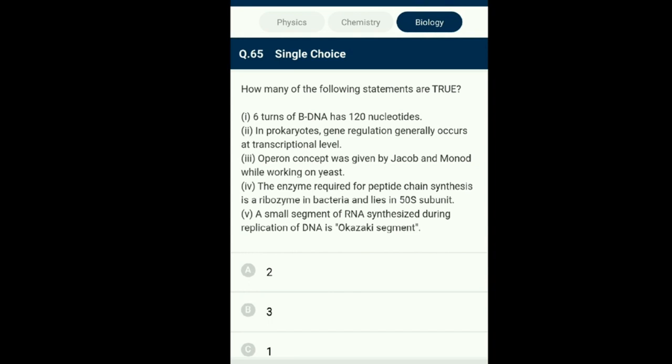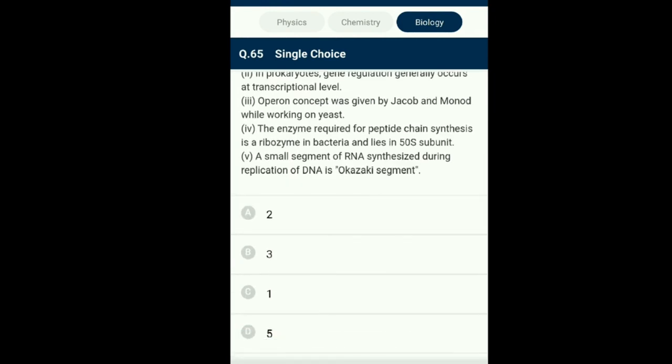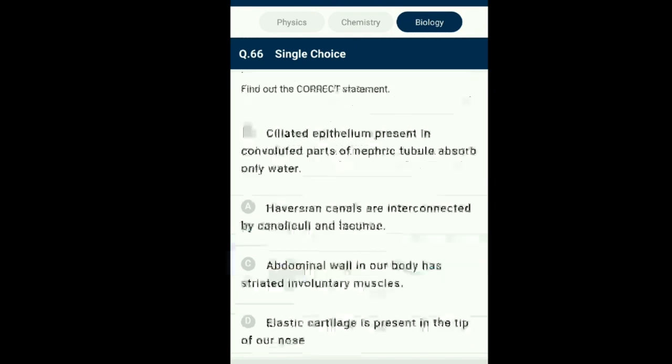It was described by Francois Jacob and Jacques Monod in the E. coli bacterium. So from the given 5 statements, 3 statements are correctly given. So the correct option is B.